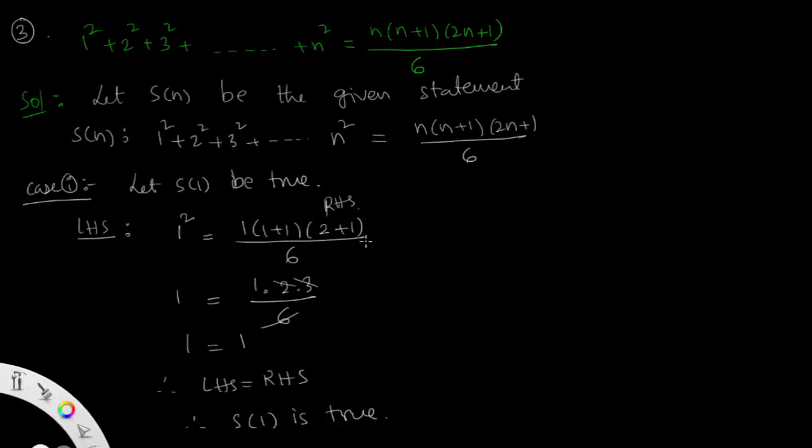In the same way, case 2, write down. First is case 1 and then case 2. First case is put n equal to 1 in the expression, taking the LHS up to this, and taking RHS, both will be equal. LHS equal to RHS, therefore S of 1 is true. Then goes to case 2.